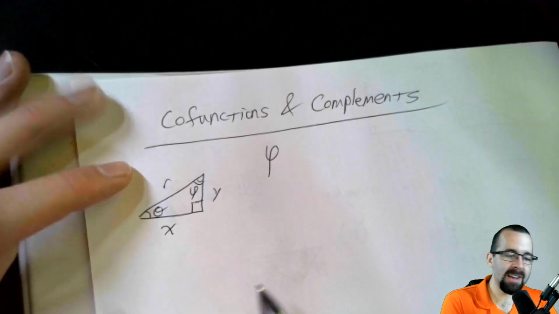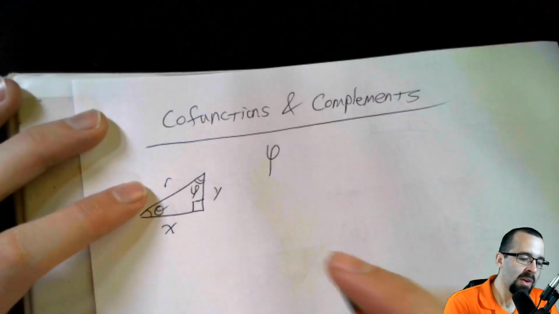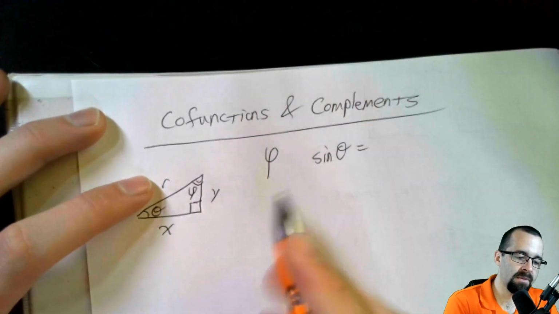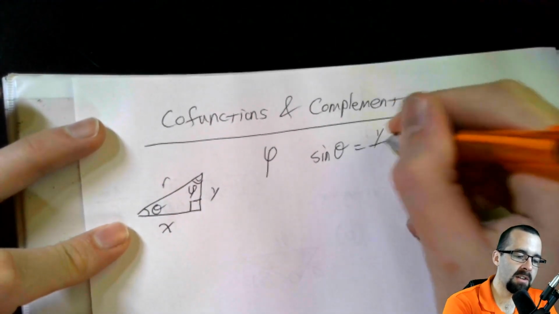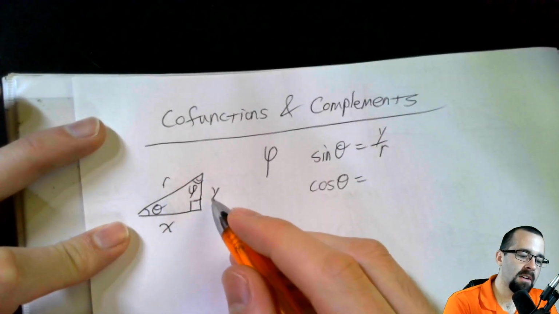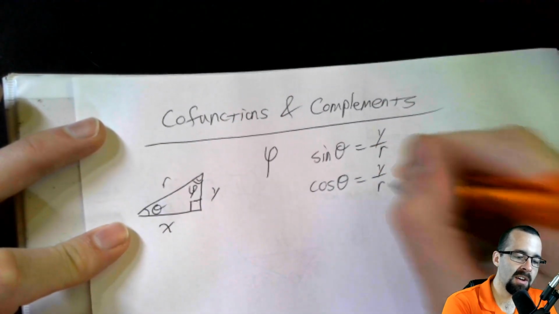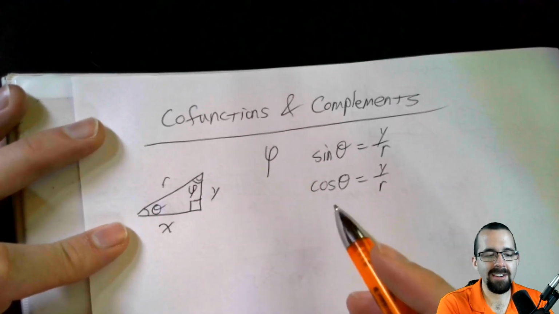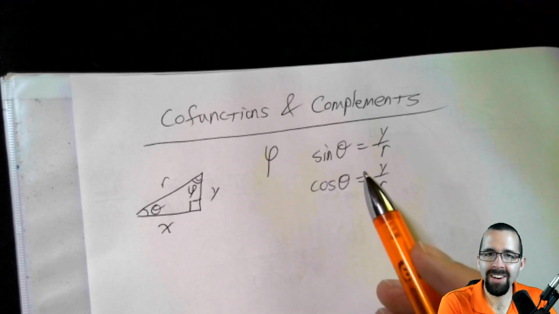All right. And I'm just going to comment on some observations. Okay? One observation is that the sine of theta is the opposite over the hypotenuse. It's y divided by r. The cosine of phi, well, that's the adjacent for phi, which is y divided by the hypotenuse, which is r, y over r. Interesting. Sine, cosine. They're almost the same word. One of them has a co in front of it.